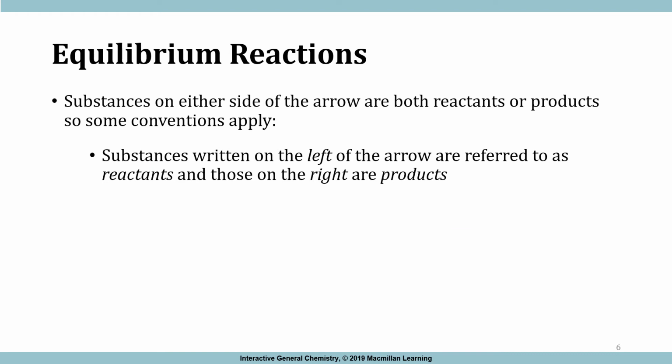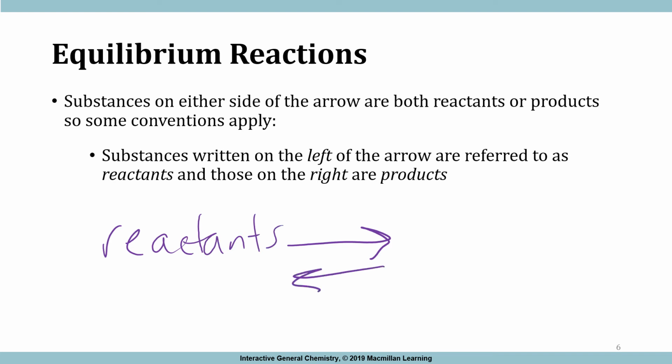Substances on either side of the arrow are both reactants or products, so some conventions apply. So substances written on the left side of the arrow is what we consider the reactants, even if it is a double-sided arrow. Substances written on the right-hand side are what we consider the products.